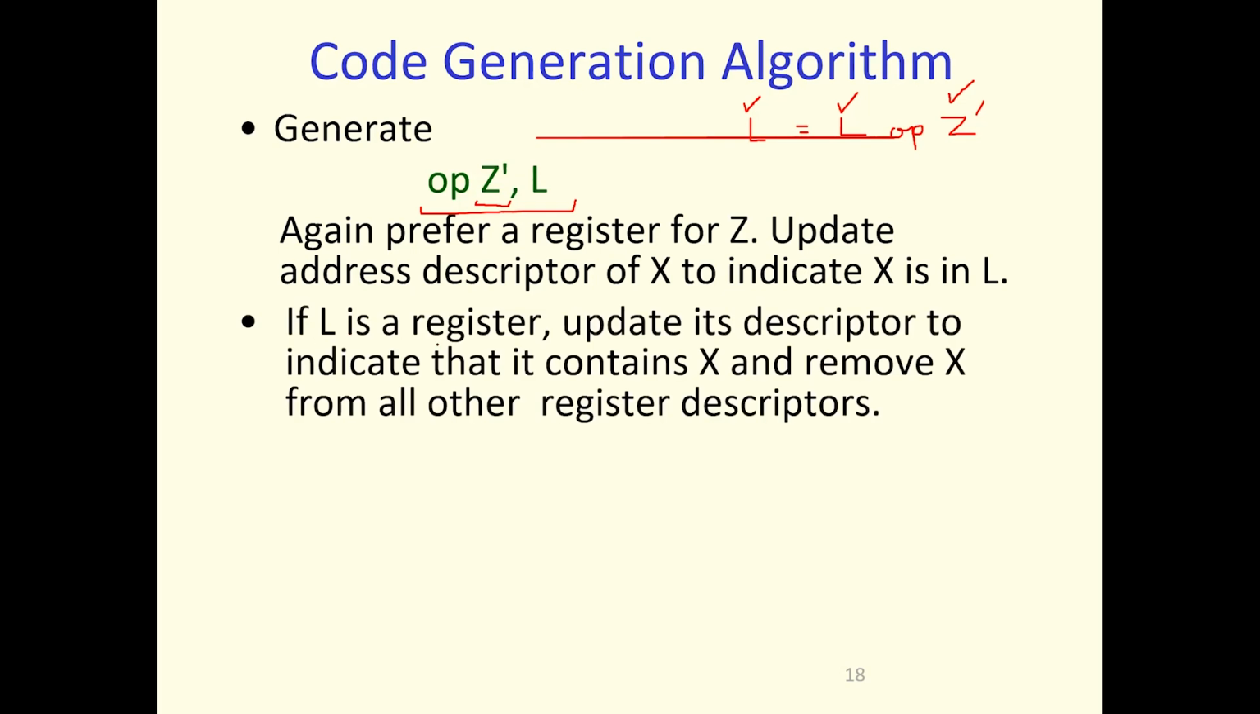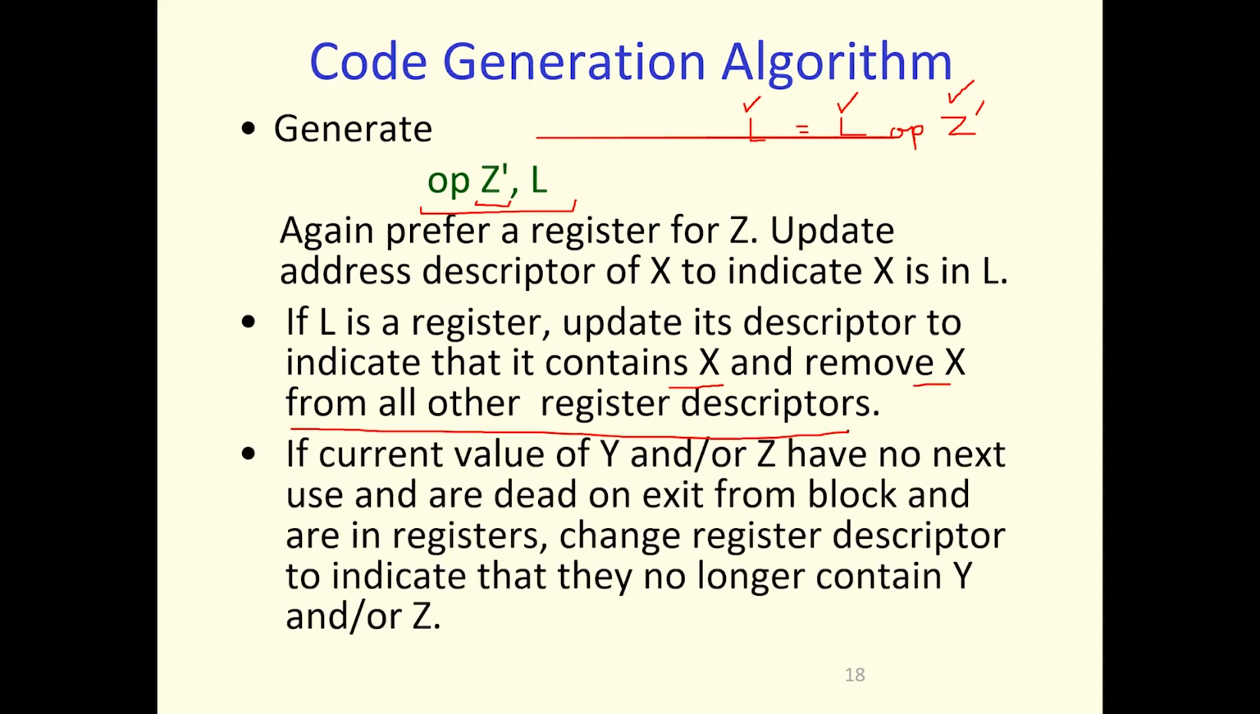If L is a register, note that we have changed the content of L, so we have to update its descriptor to indicate that it contains x. We have to remove x from all other register descriptors. If y and z are not going to be used anymore and they are still in registers, then we will change their register descriptors. We will free the register descriptor so that others can use it. So that's the idea. We will have an example very soon, but before that, I have to describe how to get that L.